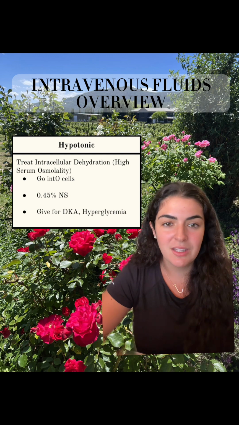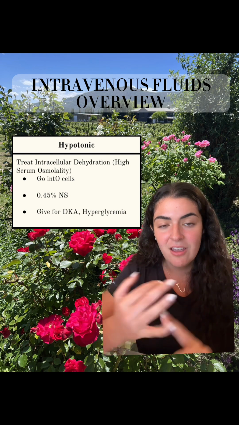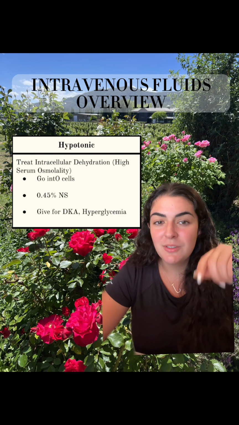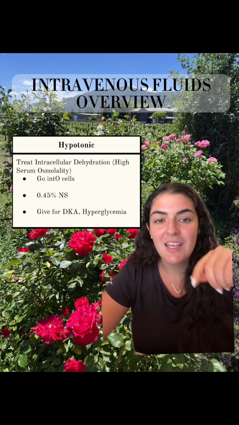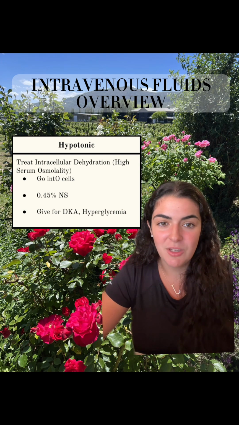And when do we typically give this? When we have cells that are dehydrated, such as in DKA or in hyperglycemia. Just a quick content review, DKA is seen in type 1 diabetics, HHS is seen in type 2, which are both forms of severe hyperglycemia.